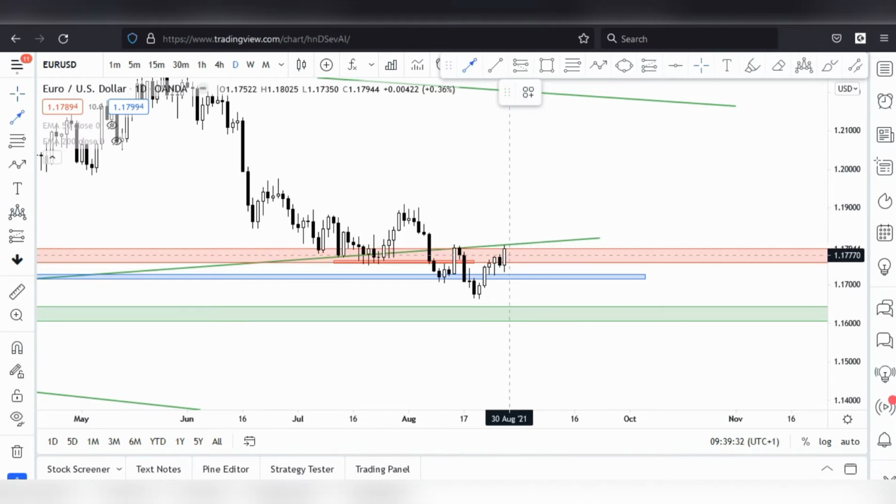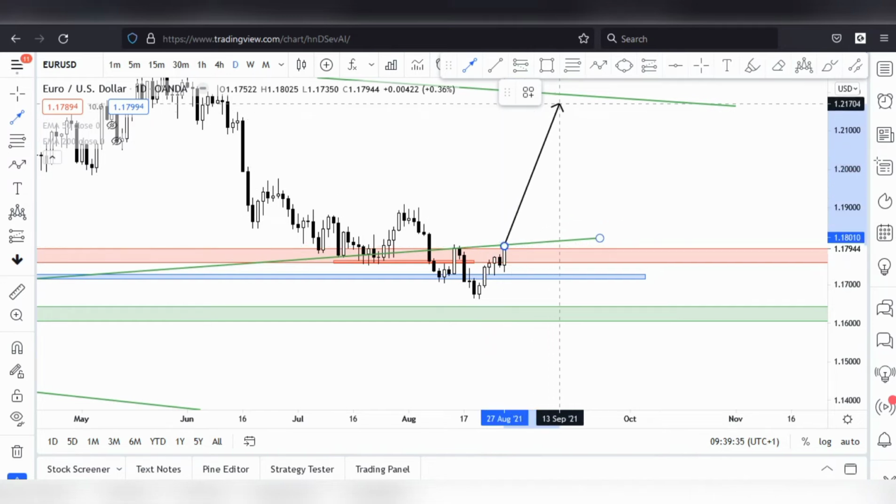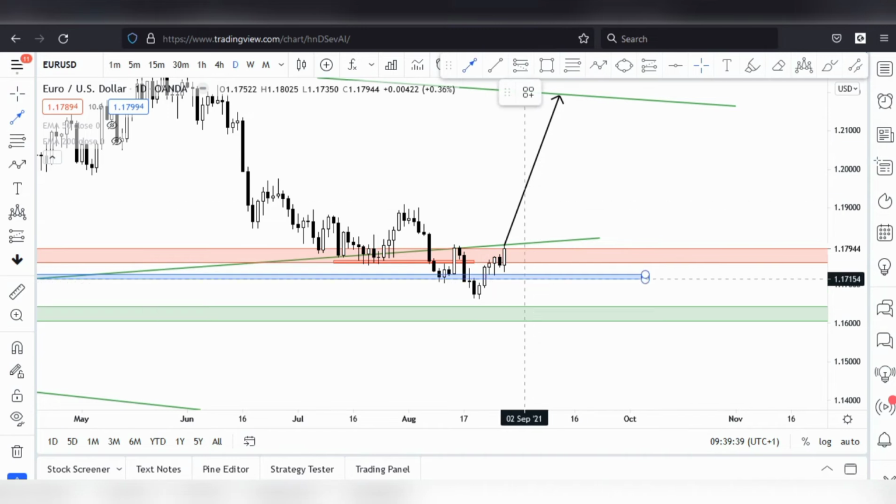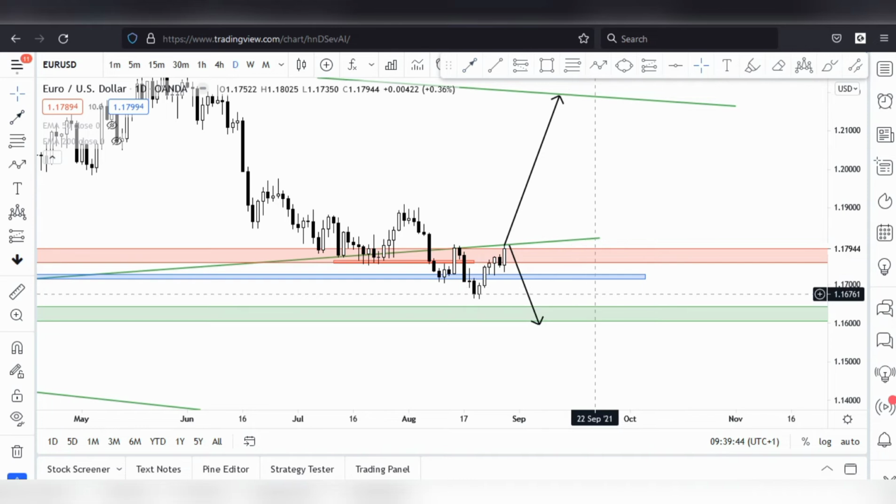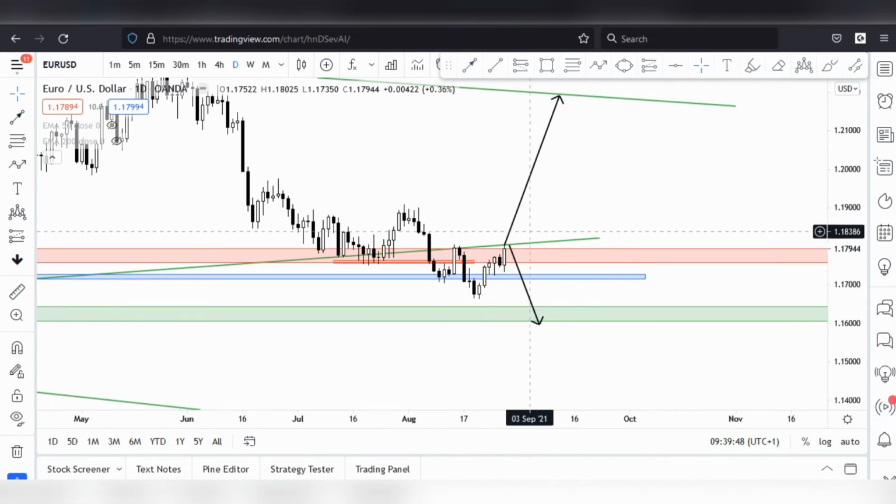A break above this pink or red area will mean a continuation to the top, and a bearish reversal pattern forming here will mean a continuation to the bottom. So what bearish patterns are we looking at? We're looking at three major bearish reversal patterns: the bearish pin bar, bearish engulfing candle, and bearish inside bar. If an inside bar forms here, then we would wait for a break of that inside bar either to the top or to the bottom. A break to the bottom will mean a continuation to the downside.